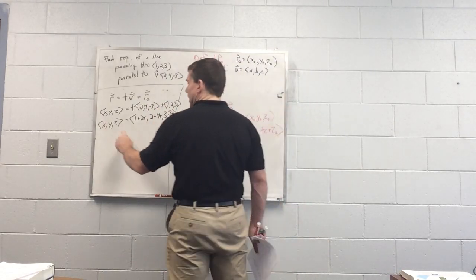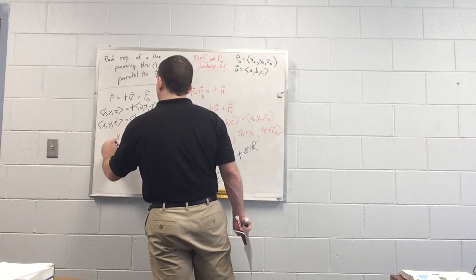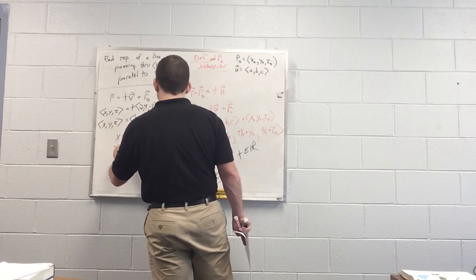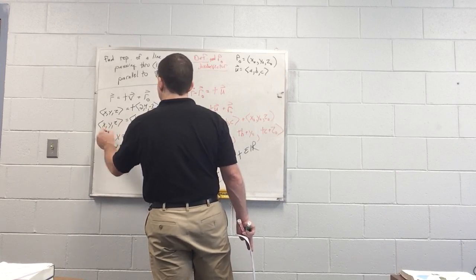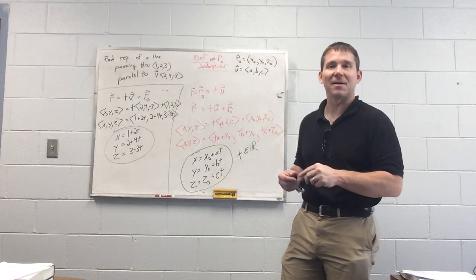And now, since they're equal component-wise, I get x equals 1 plus 2t, y equals 2 plus 4t, z equals 3 minus 3t. And now those are my parametric equations to actually graph out the line.